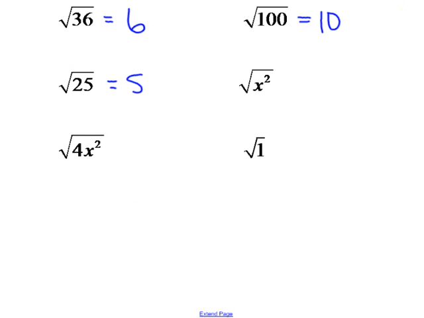x squared. We talked when we were factoring about how x squared is a perfect square. What times itself gives you x squared? It's x times x. So the square root of x squared is x.